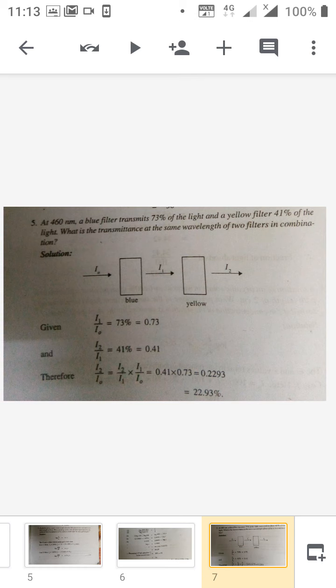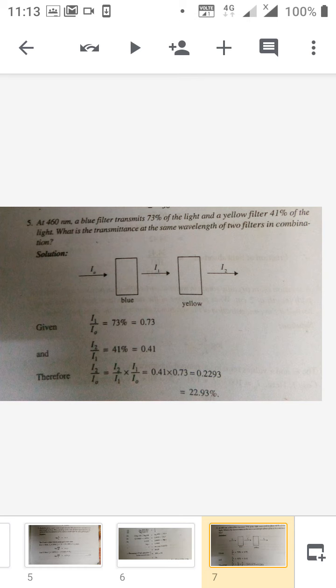First of all, we are passing I0, the intensity of the initial light. First of all, it is passed through a blue filter. So the light which is coming from the blue filter is I1. And after passing this I1 through the yellow filter, the intensity of the light which is coming out is I2. So it is given in the question that 73% of the light is transmitted. That is, I1 by I0 is 73%, that's equal to 0.73.